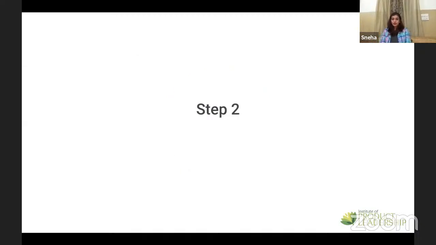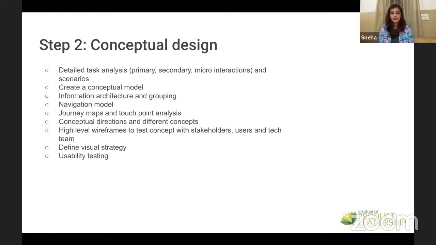Coming to step 2, this is where it gets fun. This is where it gets real fun. We're going to talk about conceptual design. Now, this is where you create a detailed task analysis and you put together which are your primary tasks, secondary tasks, your micro interactions, scenarios. You start building a concept model. You start putting your information architecture, your grouping. You build a navigation model around your platform. You create journey maps, empathy maps, different touchpoint analysis.